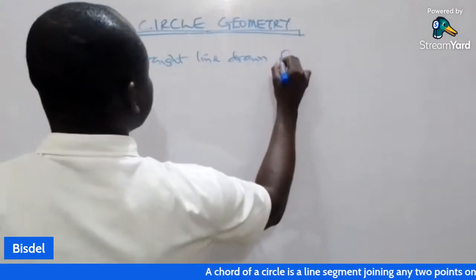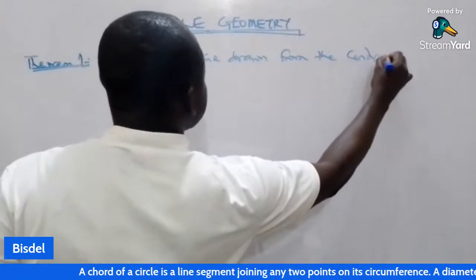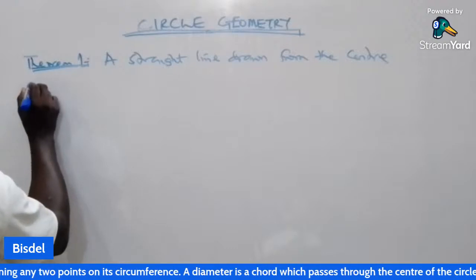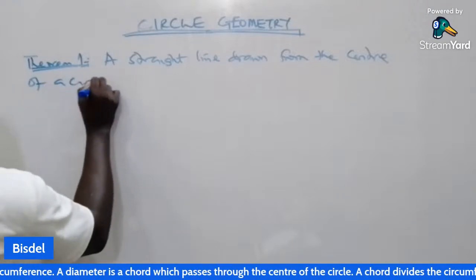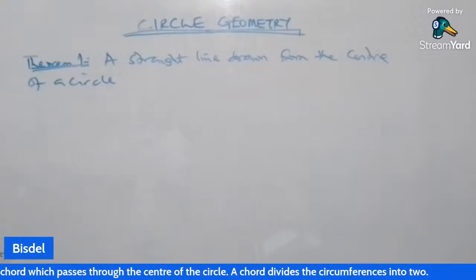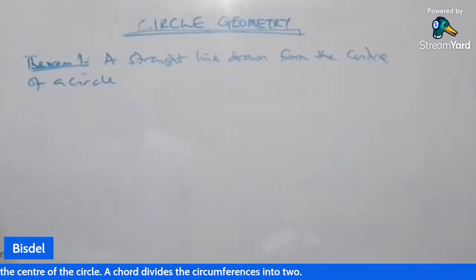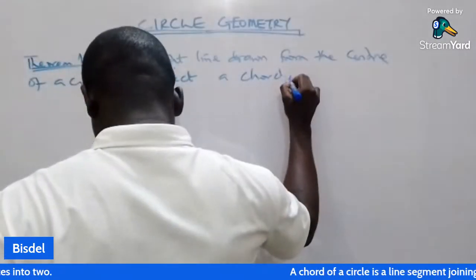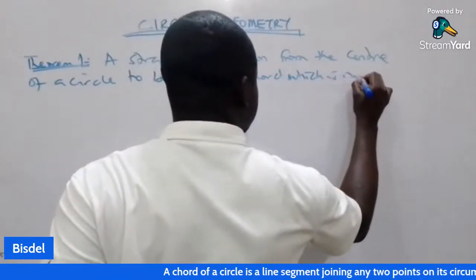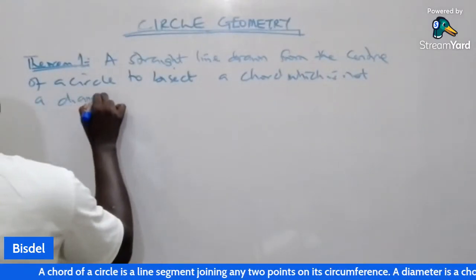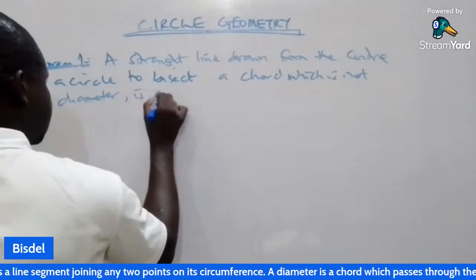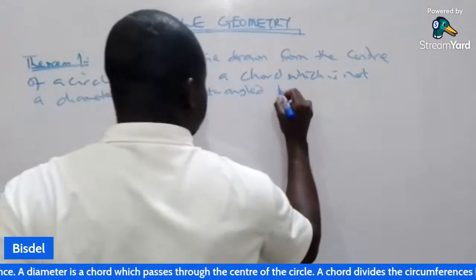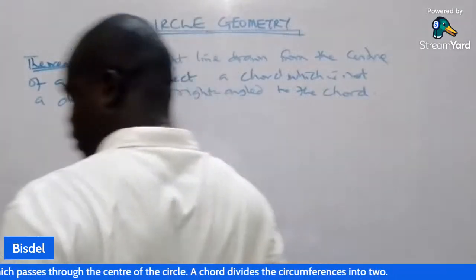drawn from the center of a circle to bisect a chord which is not a diameter is at right angle to the chord. This is the first theorem that we're going to consider.